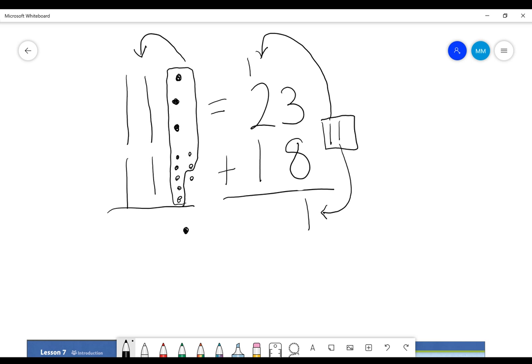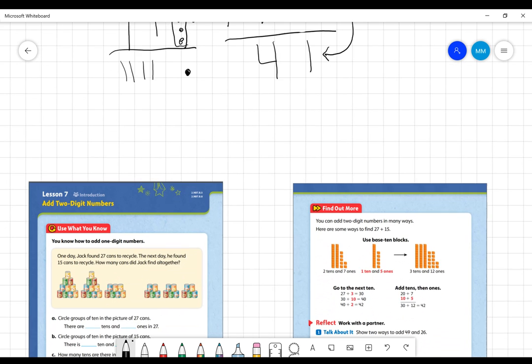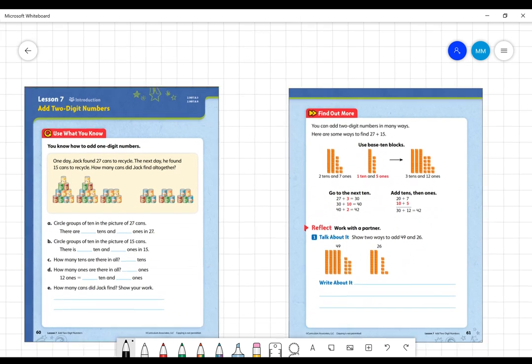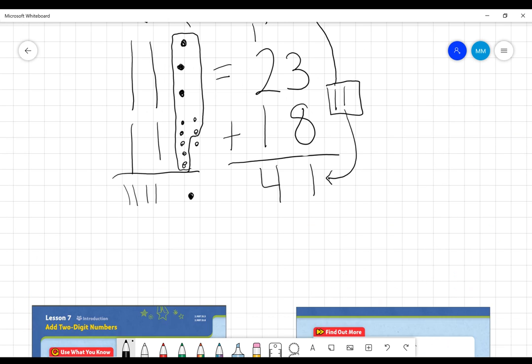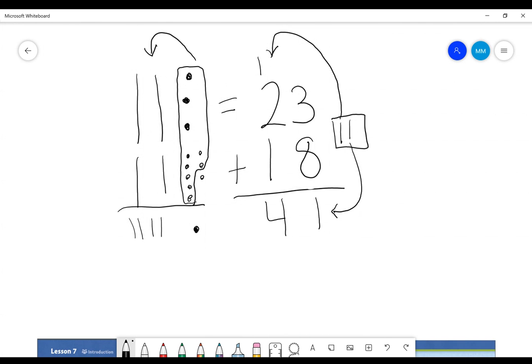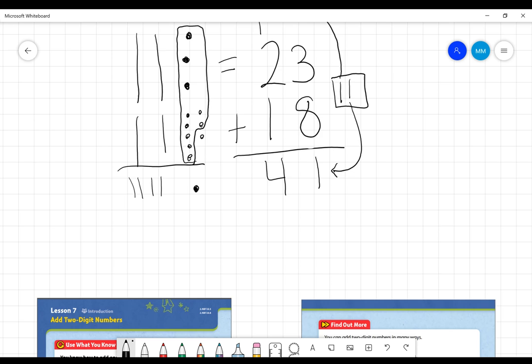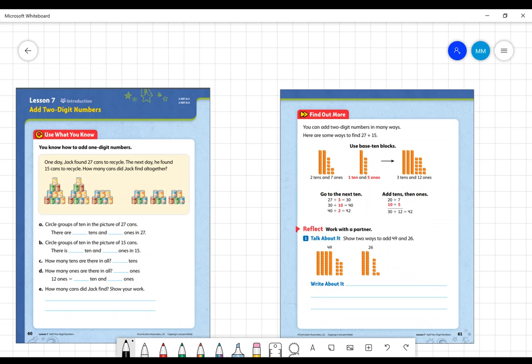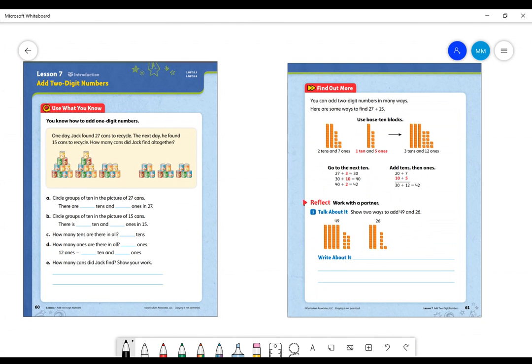So 1 plus 2 is 3, plus 1 more is 4. So 41 is 4 tens and 1 one. So think back to last year when we were talking about place value. That's what place value is, understanding numbers in groups of tens and ones. Now we're going to move on to our instruction book. So go ahead and get your instruction book, and we are going to work on this together.